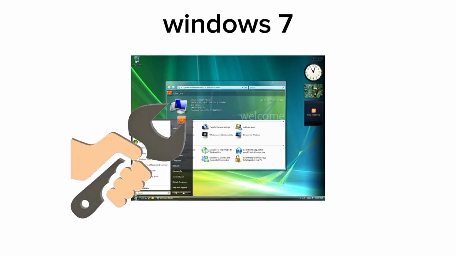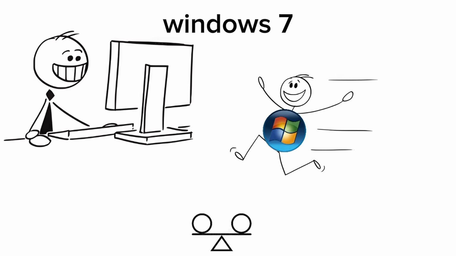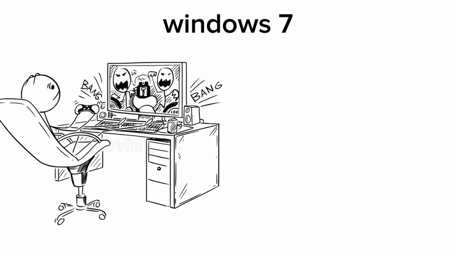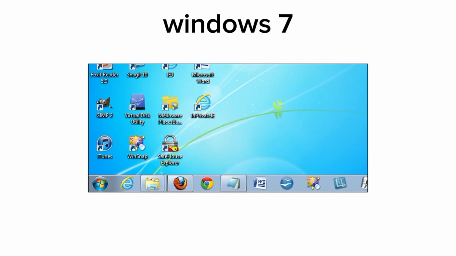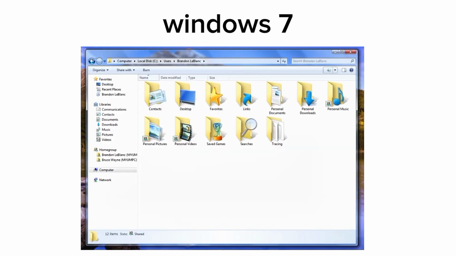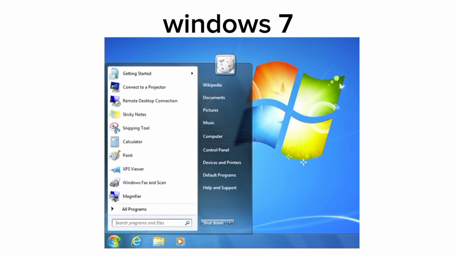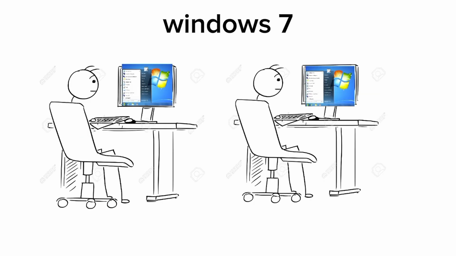Windows 7. Windows 7 fixed almost everything Vista did wrong. It was faster, smoother, stable, and visually polished. Gamers loved it. Businesses adopted it fast. The new taskbar with pinning made navigation easier. Libraries organized files across folders. Everything felt balanced. Many users still say Windows 7 was the best Windows ever made.